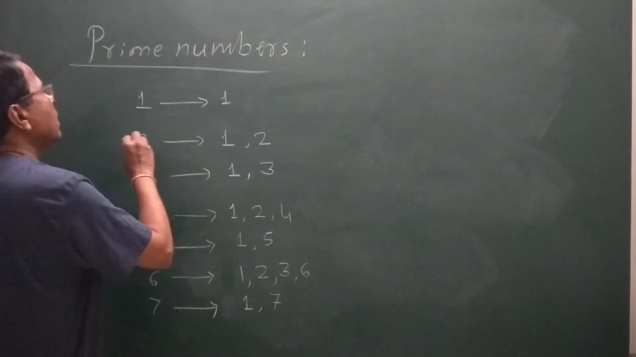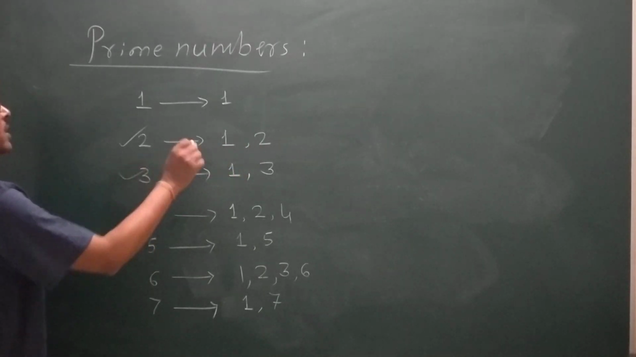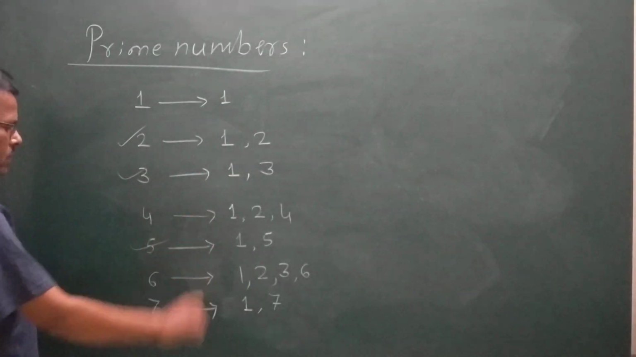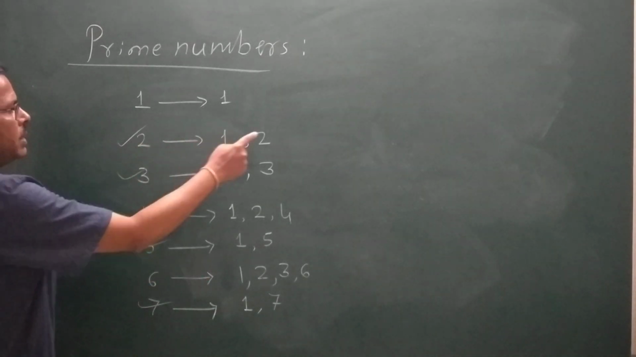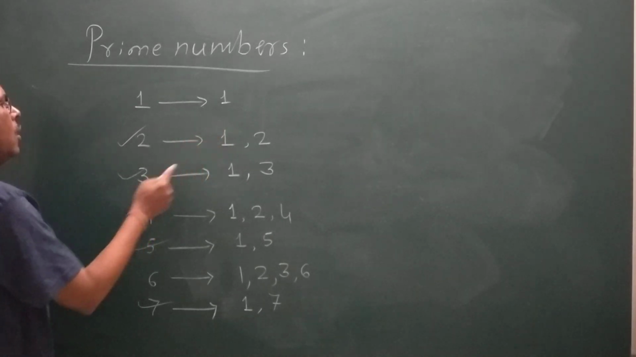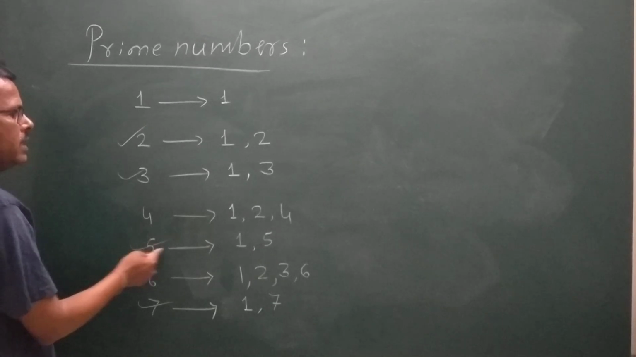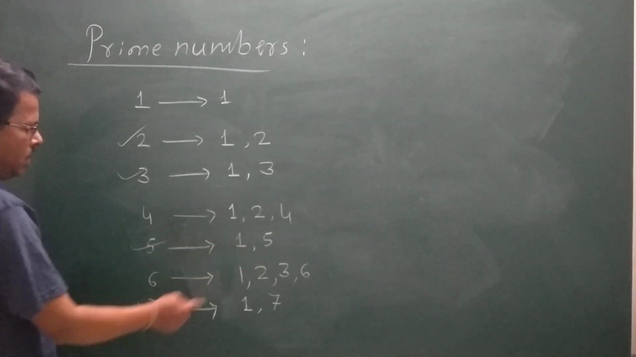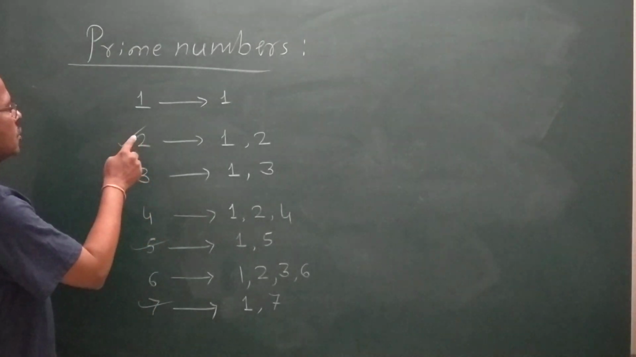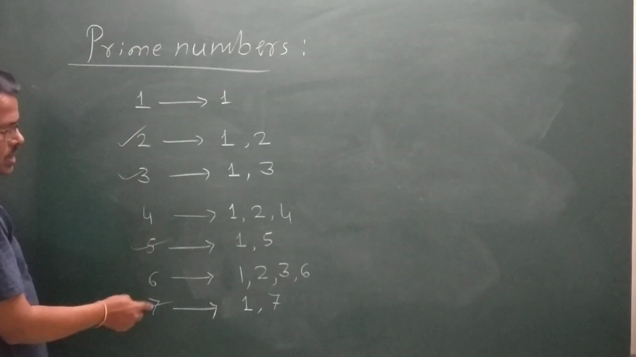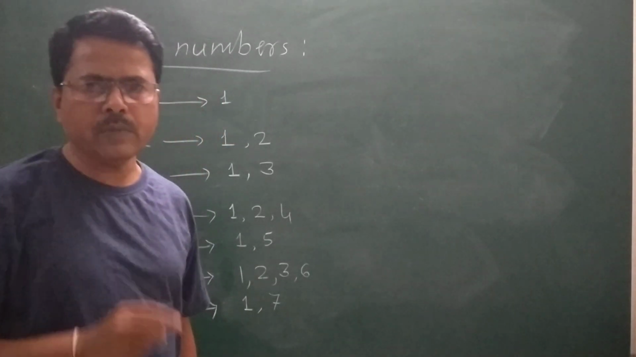Here 2 has only two factors, 3 has only two factors, 5 has only two factors, 7 has only two factors. 2 is divisible by itself and 1. 3 is divisible by itself and 1. 5 is divisible by itself and 1. 7 is divisible by itself and 1. These numbers 2, 3, 5, 7, which have only two factors, are called prime numbers.